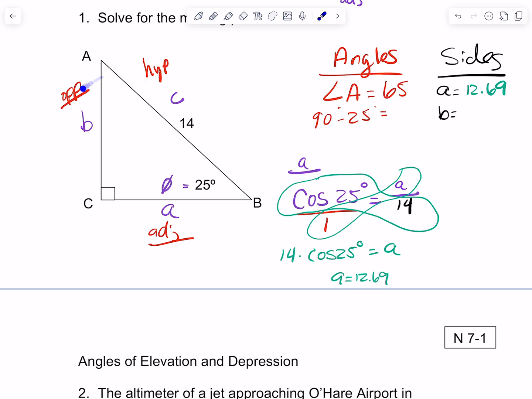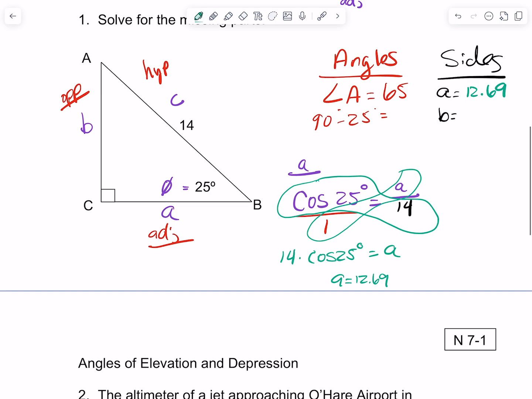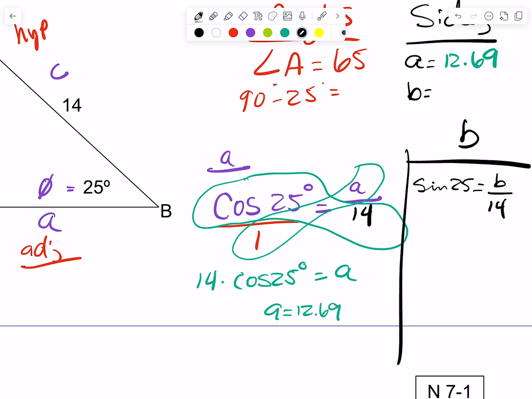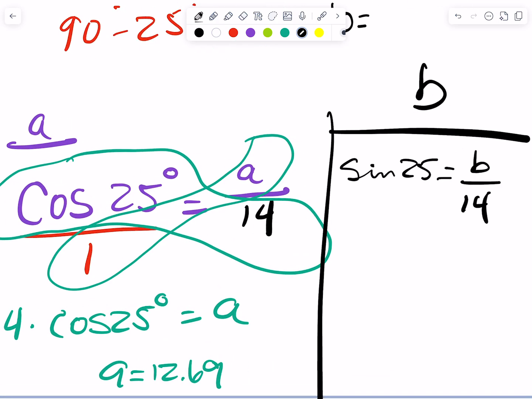Are we still using cosine? What are we using? Sine, because we are now using opposite and hypotenuse. So off to the side, we're going to do B. We're going to do sine 25 equals B over 14. We've done one like this already where the letter's on top, we multiply.